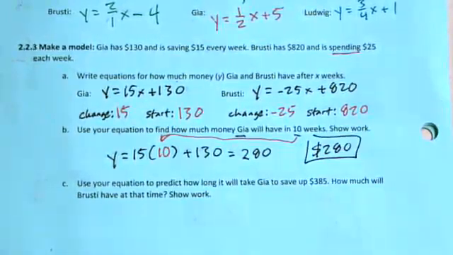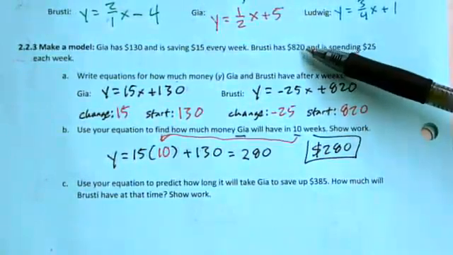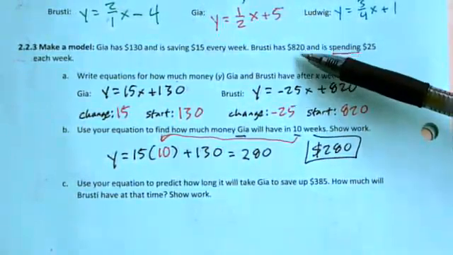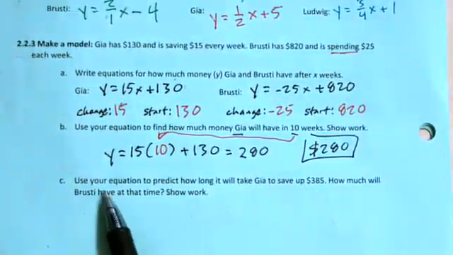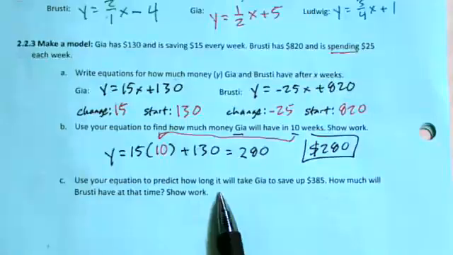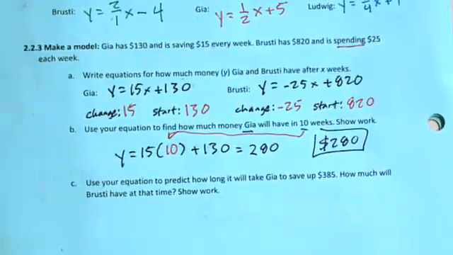which is still going to be less than Brewsty, right? Yeah, but Brewsty started off with 820 and Brewsty's spending 25 bucks a week. So Brewsty's going to have less as well. All right. Next it says use your equation to predict how long it will take Gia to save up $385. All right, so what we need to do here, and I'm going to kind of backstep.